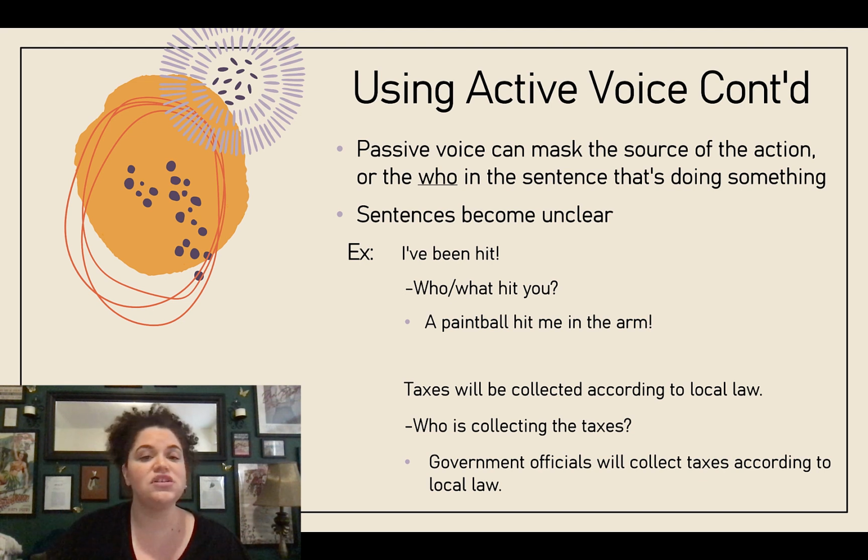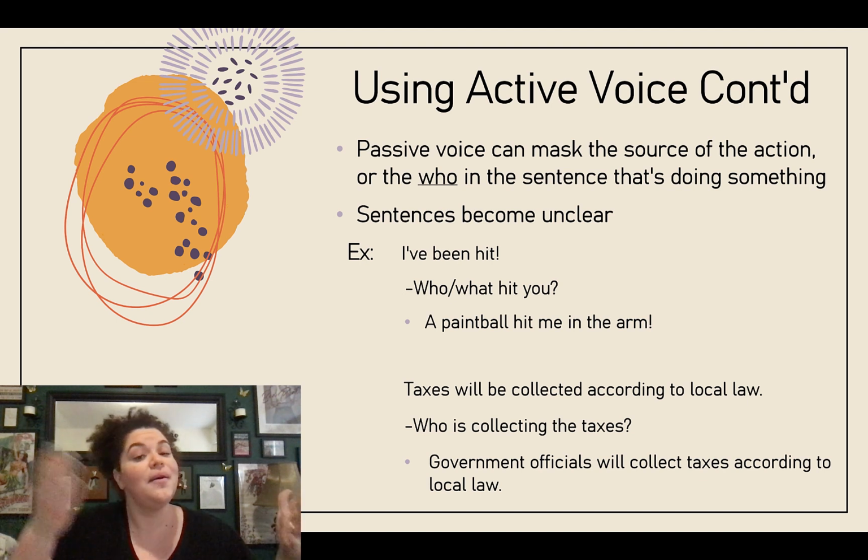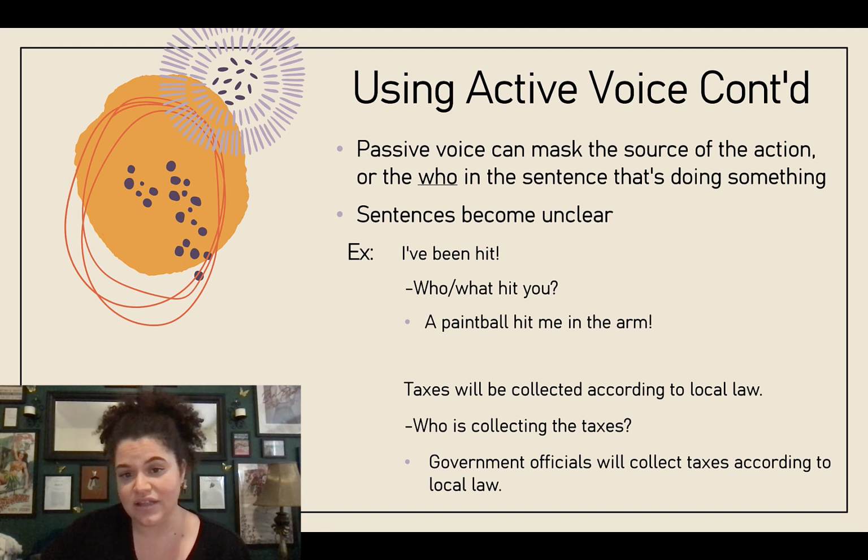The source of the action is no longer masked, right? We know what hit you. A paintball hit you, right? I've been hit. There's nothing grammatically incorrect about it. It just would be a stronger sentence if it was written in active voice. It gives a little bit more information.